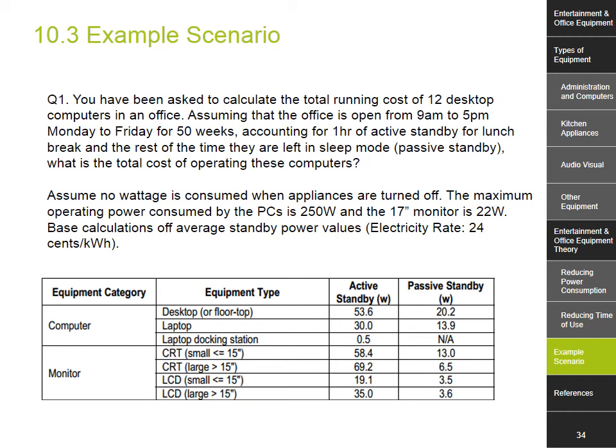Question 1. You have been asked to calculate the total running cost of 12 desktop computers in an office. Assuming that the office is open from 9 to 5, Monday to Friday, for 50 weeks, accounting for 1 hour of active standby for lunch break, and the rest of the time they are left in sleep mode, passive standby, what is the total cost of operating these computers? Assume no wattage is consumed when appliances are turned off. The maximum operating power consumed by the PCs is 250 watts and the 17-inch monitor is 22 watts. Base calculations off average standby power values. The electricity rate is equal to 24 cents per kilowatt hour.